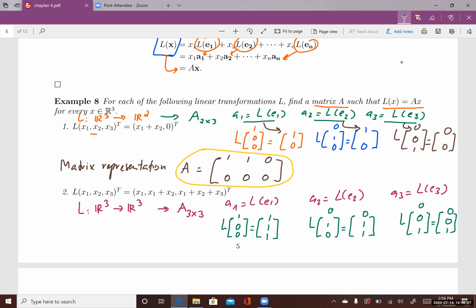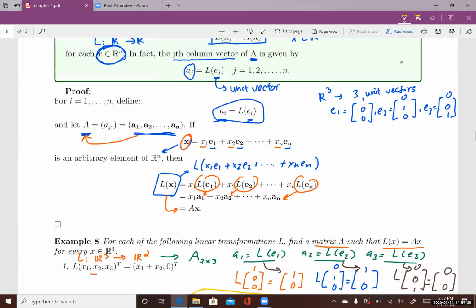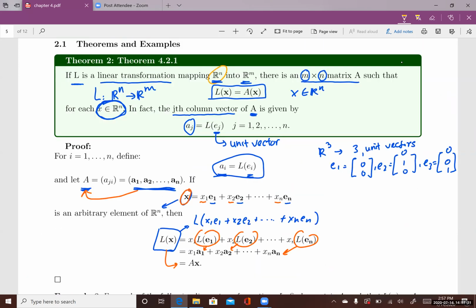Now we know that the matrix representation A equals the matrix with rows (1, 1, 1), (0, 1, 1), and (0, 0, 1). This is the matrix representation for this particular linear transformation. Again, you can always find a matrix representation for any linear transformation mapping from Rn to Rm.